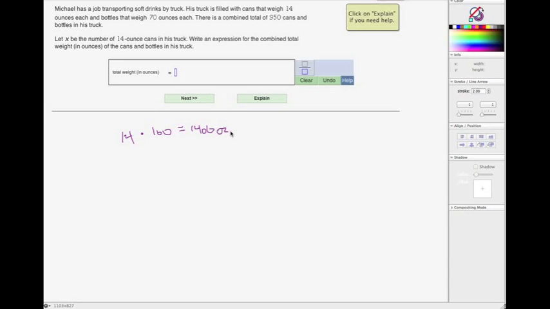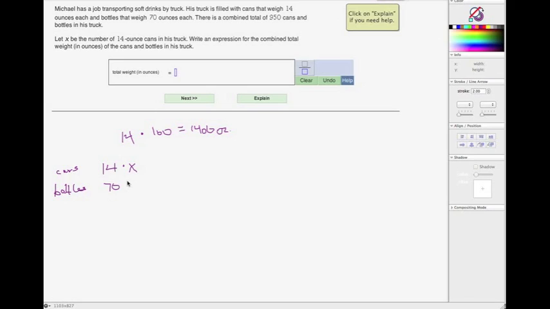We don't know how many cans he has, though. X is the number of cans, but we still write it the same way. 14 ounces times the number of cans tells us the total weight of the cans. Okay, but we need to write an expression that tells the total weight of the cans and bottles. So the cans are 14 times X. The bottles weigh 70 ounces. So similarly, we're going to have 70 times something, however many bottles there are.